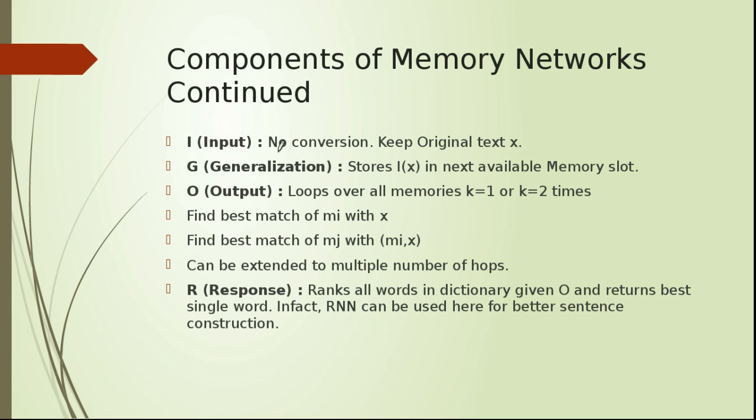So if you see, we take input, it's up to us if we want to convert it or not. If we don't convert it, then it's raw text. If we convert it, then we use I of x. We can take I as any function. The generalization step stores the obtained function in a memory slot. The next is the output.